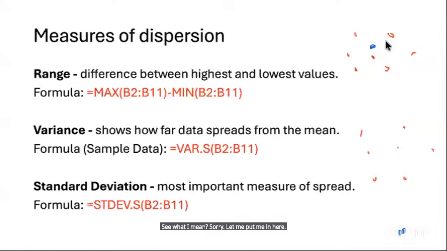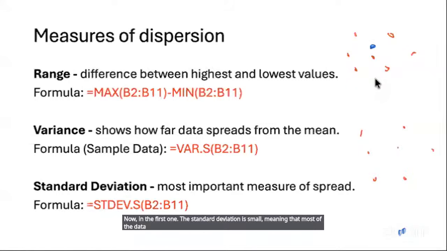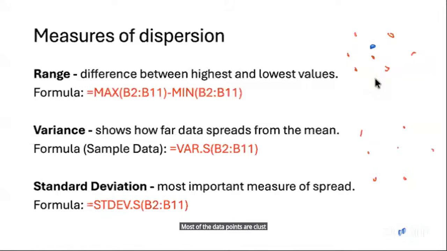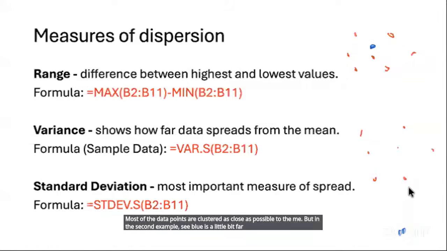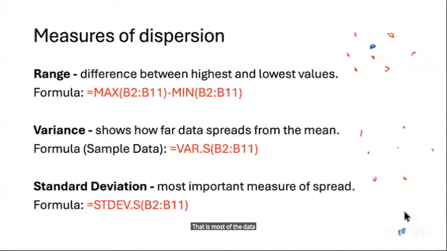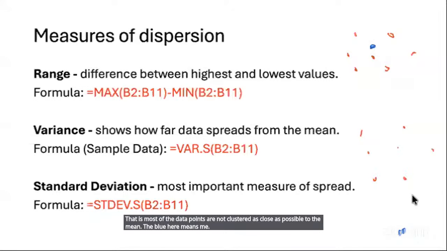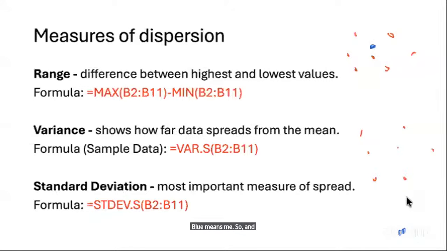Now, in the first one, the standard deviation is small, meaning that most of the data points are clustered as close as possible to the mean. But in the second example, see, blue is a little bit far. I'm just demonstrating it. Here, standard deviation is big. That is, most of the data points are not clustered close to the mean. The blue here means mean. So these measures are very, very important.